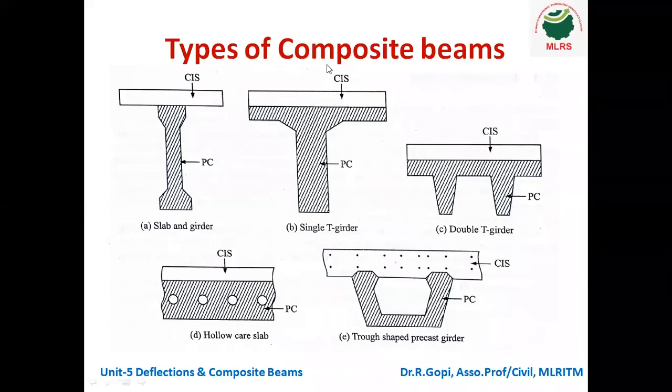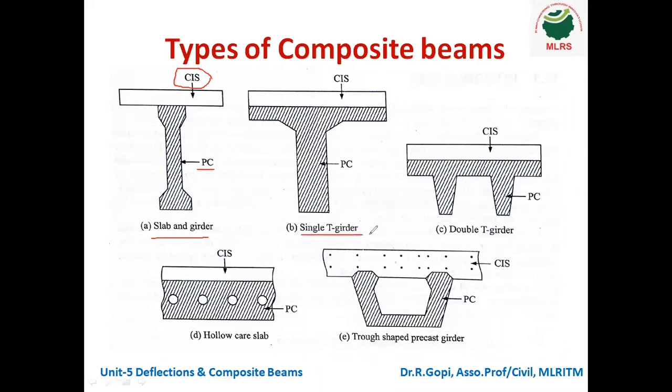Based on the shape, the first one is slab and girder. Here CIS, what does CIS mean? Cast in situ slab. Here PC is nothing but prestressed concrete. So this is the I section, a prestressed concrete member, and above that, it is a cast in situ slab. This is called slab and girder type.